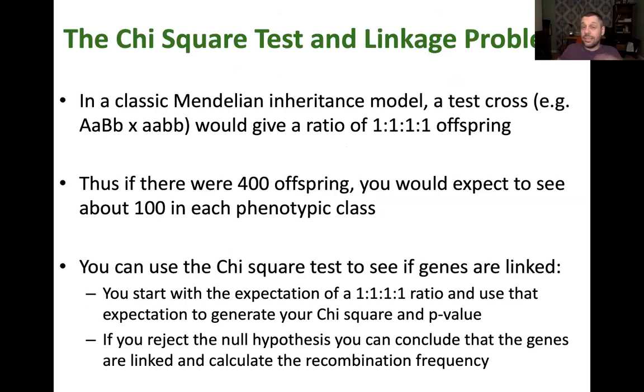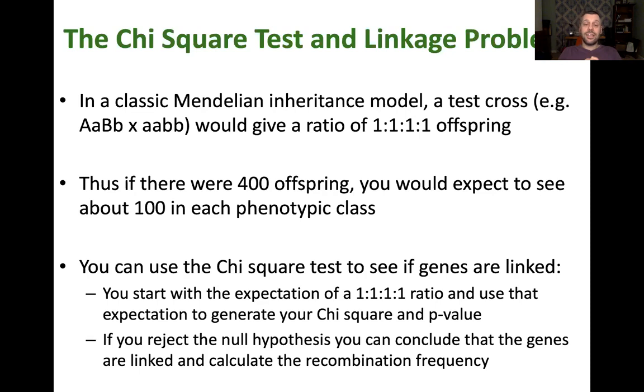Because we're now starting to understand the difference between classic Mendelian inheritance and inheritance that takes linkage into account, you can start to see how you can use statistical tests like the chi-squared test to figure out if genes are linked or not. Remember what the chi-squared test does: it tells you if your observed values and your expected values are the same. In other words, does your prediction match what you see in your experiment?